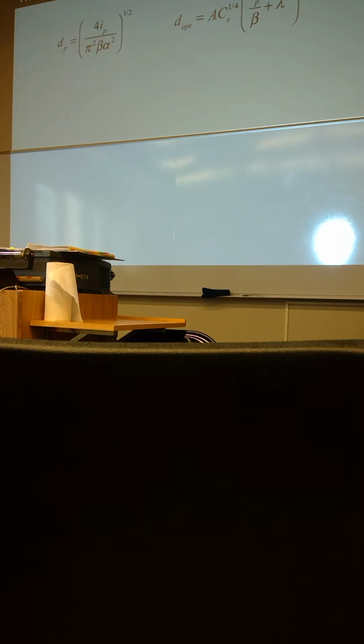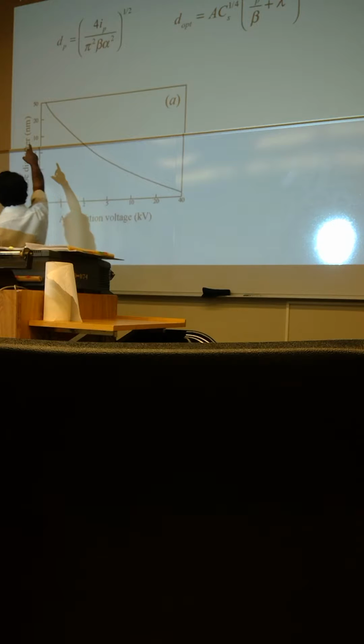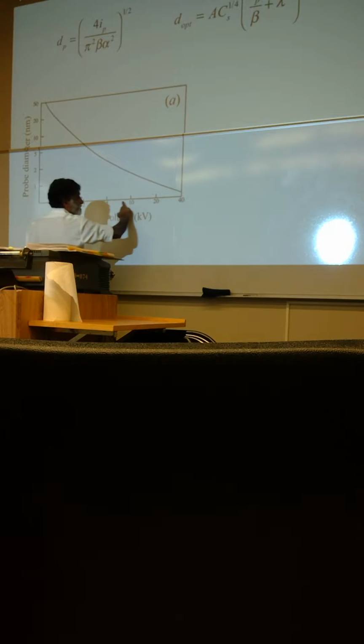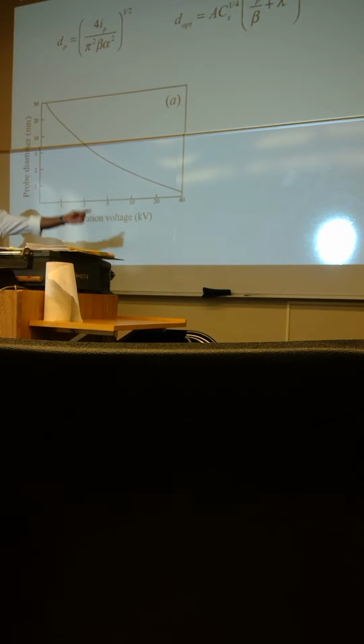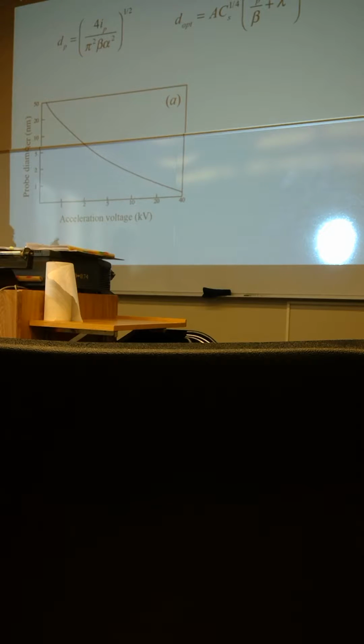So let me show you some simple plots. The first plot says what happens to the probe diameter with the acceleration voltage. This is the effect of lambda. As you increase the acceleration voltage, the probe diameter becomes smaller. That's because as you increase the voltage, lambda becomes smaller. Because lambda becomes smaller, you're able to focus the probe better. So this is the actual variation based on lambda.